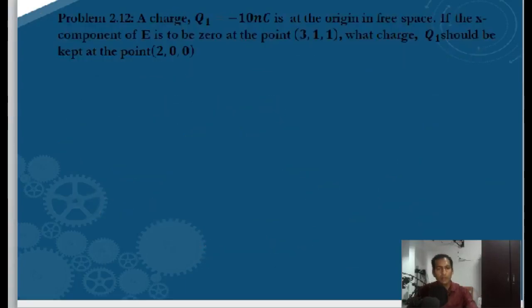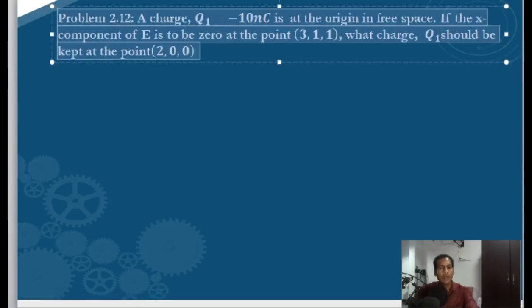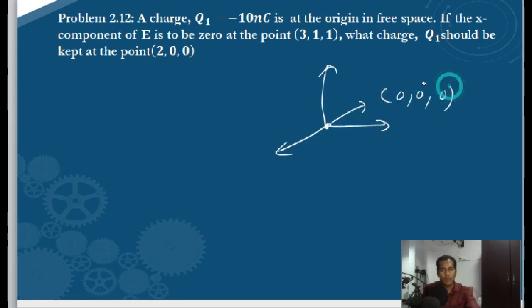So let us move to the next example. In the next example, we are given one charge. The value of the charge is 10 to the power minus 10 nanocoulombs. To solve this, it is considered at the origin. Origin means the place where all three axes meet each other. This point is nothing but the origin, 0, 0, 0, where x is 0, y is 0 and z is also 0.